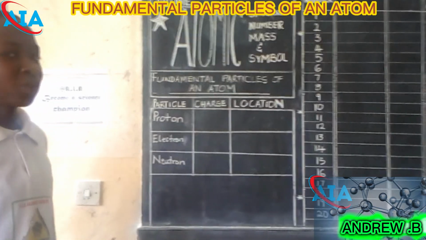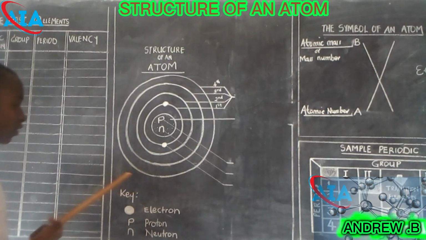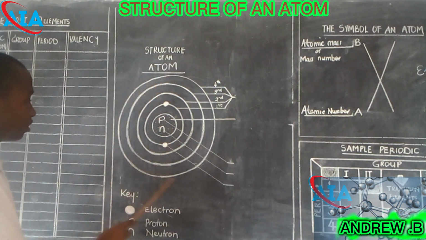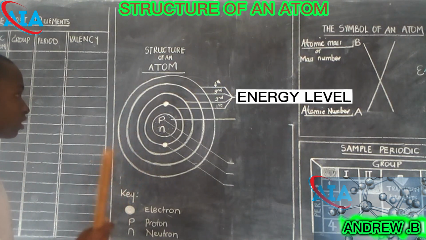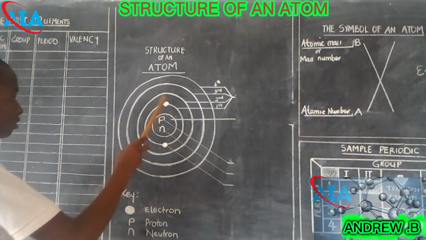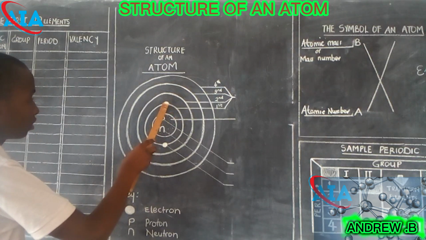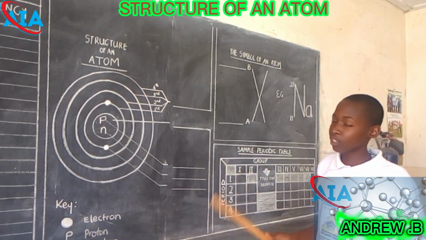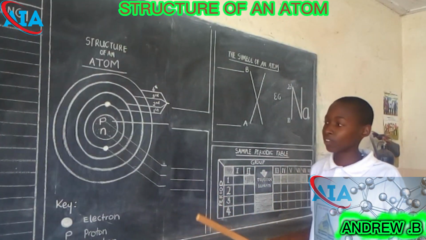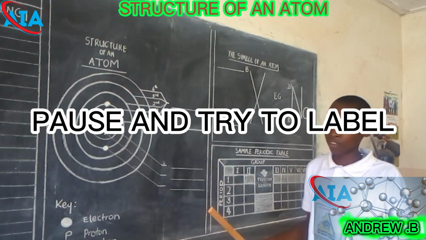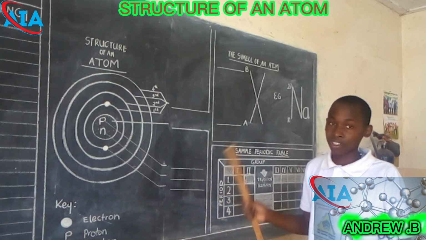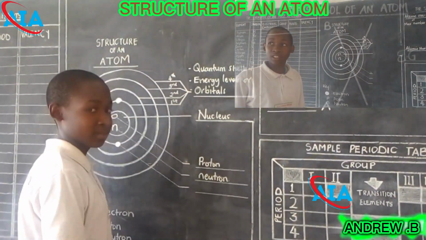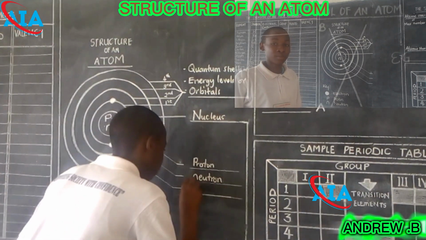So now, how does an atom look like? This is how an atom would look like. This part is called the energy level. These are electrons. Energy levels have a maximum number of electrons they carry. Do you know how to label these parts? Pause the video, label the parts and compare them with mine. Another name for energy level is orbital or the quantum shell.